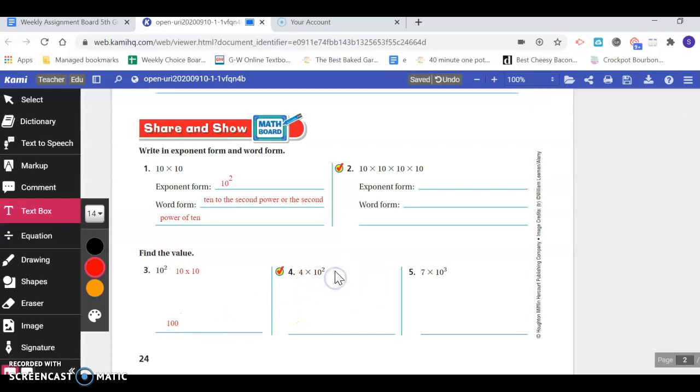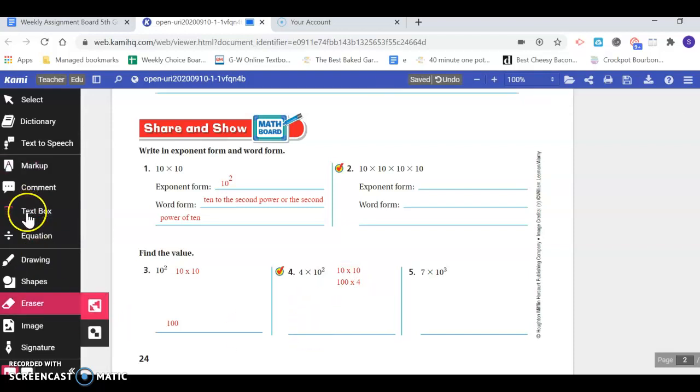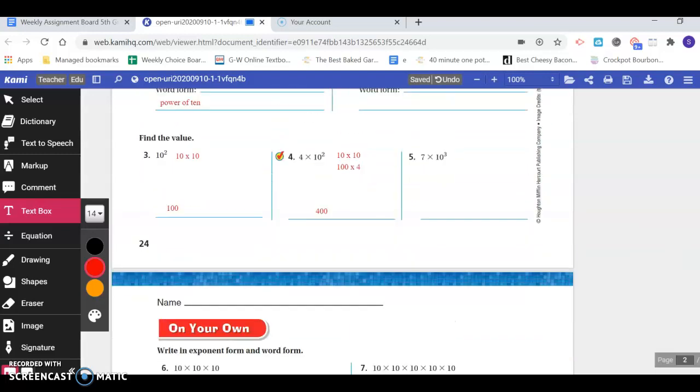Okay, now let's look at number 4. Here, we need to figure out what 10 to the second power is first. That's the same thing as 10 times 10. 10 times 10 is 100. You need to do that simplification first and then multiply on your 4. That answer is 400. Okay. All right.